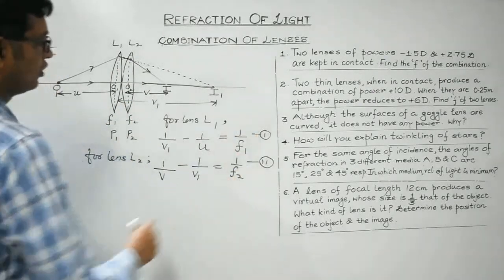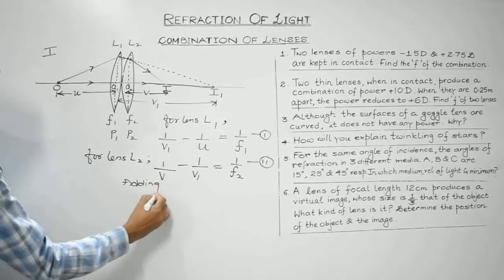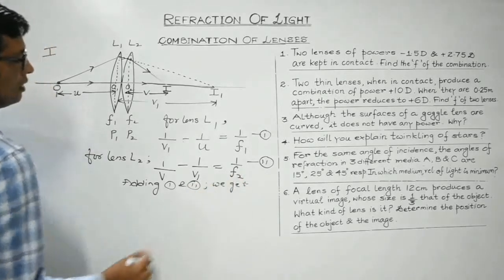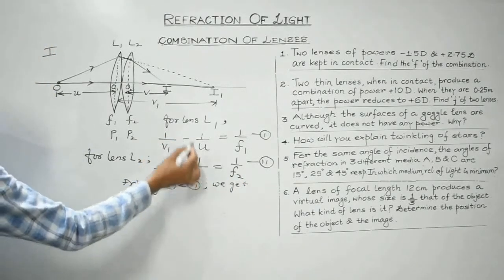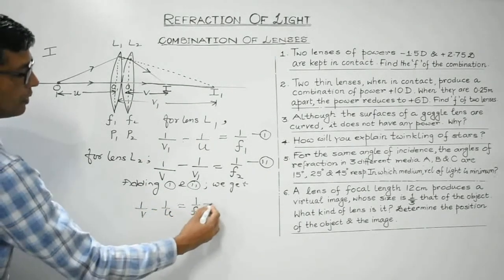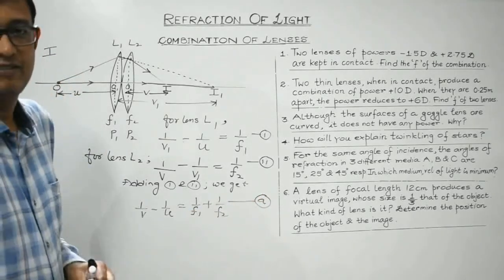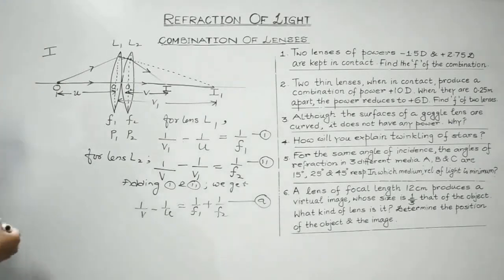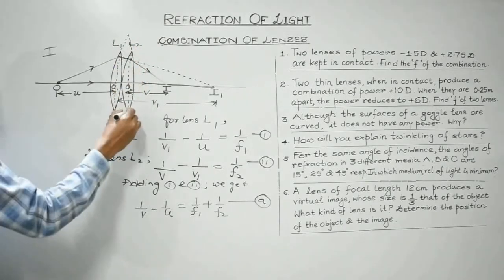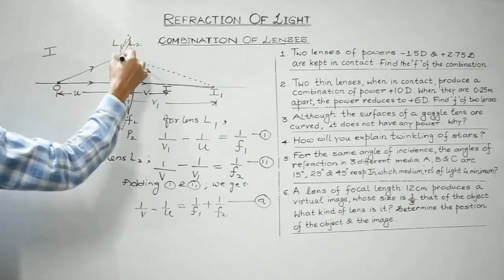Right? So now if we add these two, adding 1 and 2, 1 by V1 and minus 1 by V1 get cancelled. So what do you get? 1 by V minus 1 by u is equal to 1 by F1 plus 1 by F2. Put this as equation A. Right, students? Now, let us consider this to be a single lens. This is a single lens.